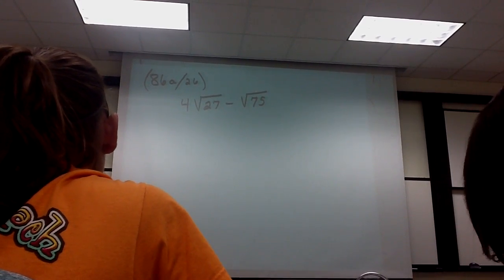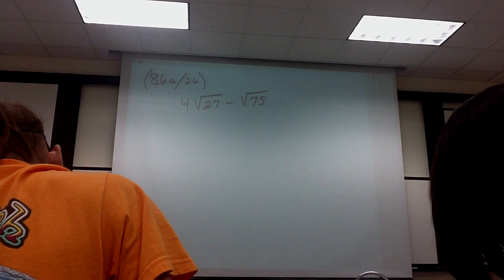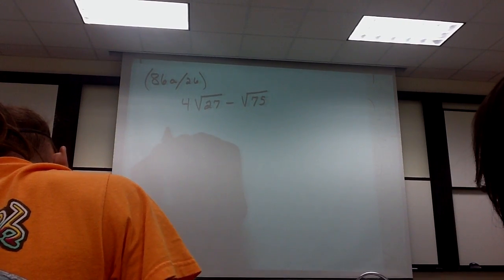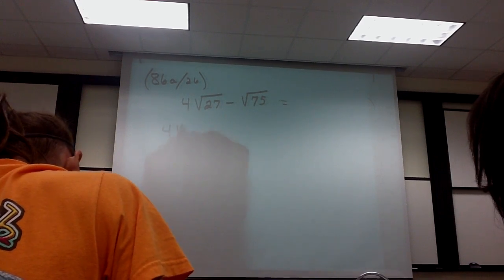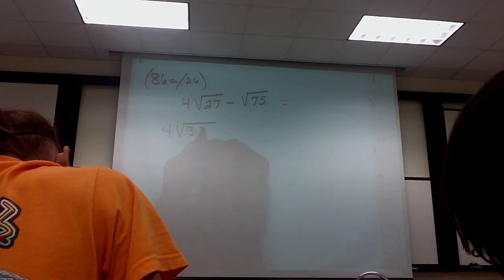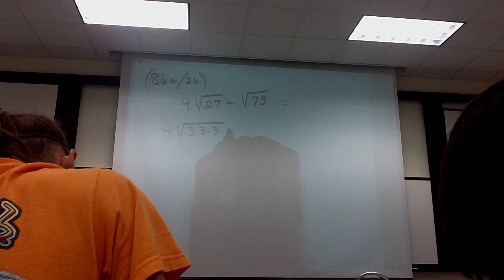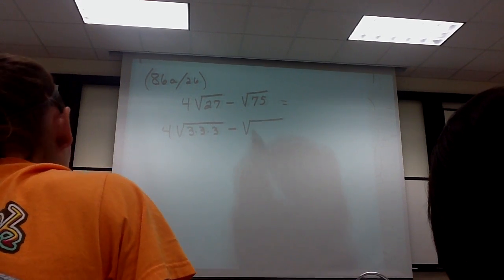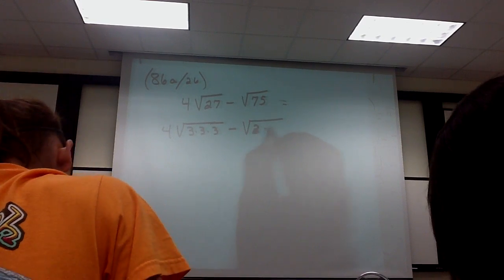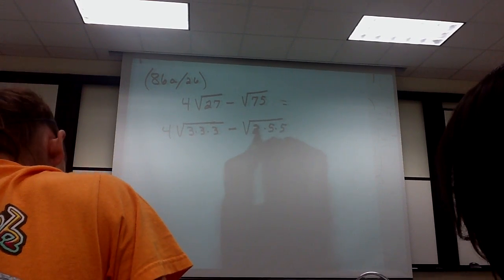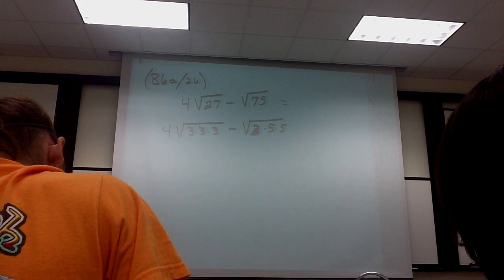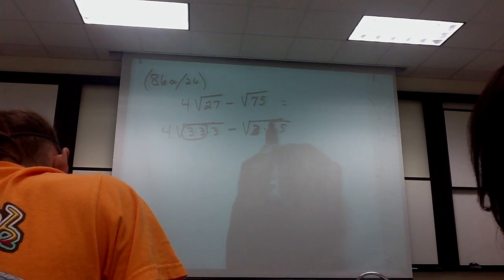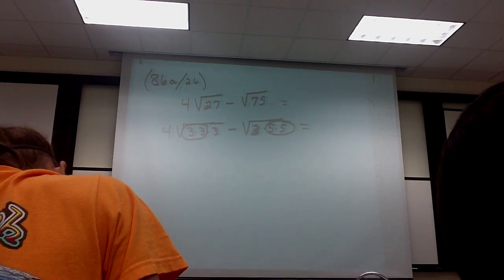Factor them. Absolutely. You ask yourself the question, I wonder if there's something hiding in here that will simplify. So I find that 27 is 3 threes. I know that 75 is 3 times 5 times 5. And what do you know? I got 2 of these guys and 2 of those guys that will come out of the radical.